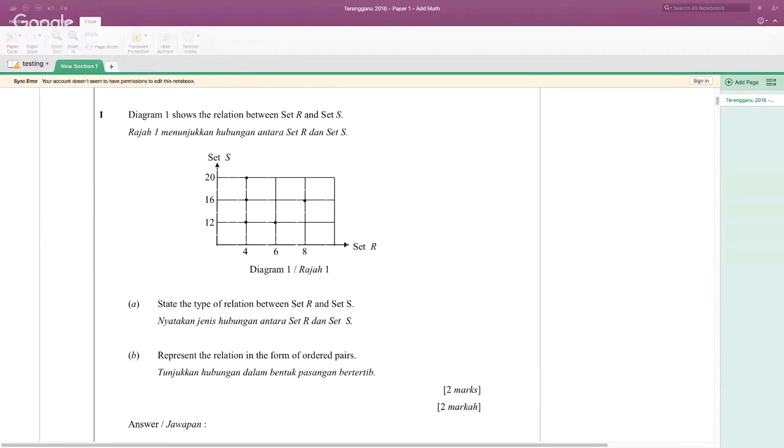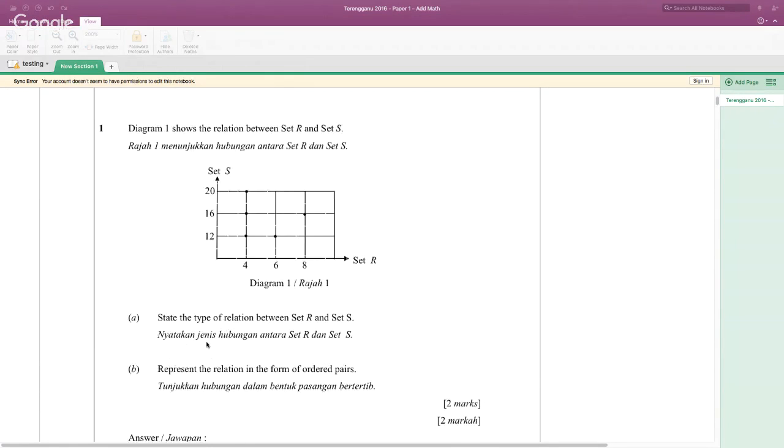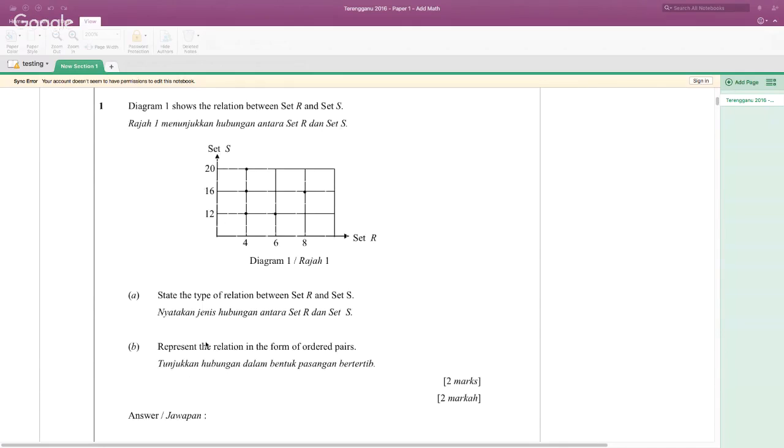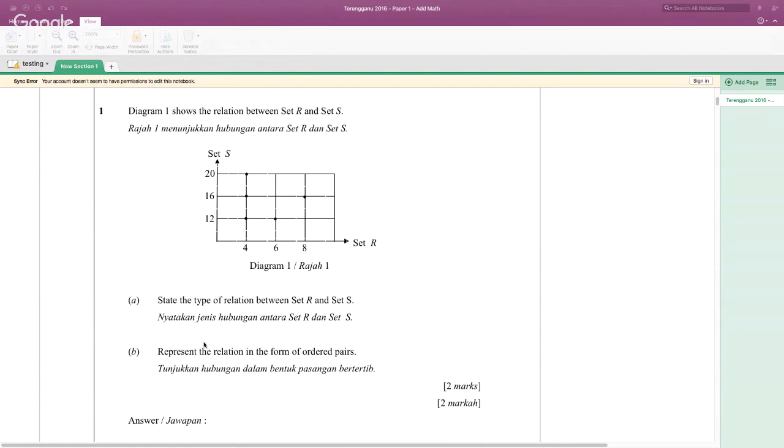All right, so today we are going to discuss the Terengganu paper. I guess this is the 2016 Paper 1 for SPM Add Math. Let's have a look at the first question. This one is a set question. State the relations between set R and set S. Basically, this one is many to many.